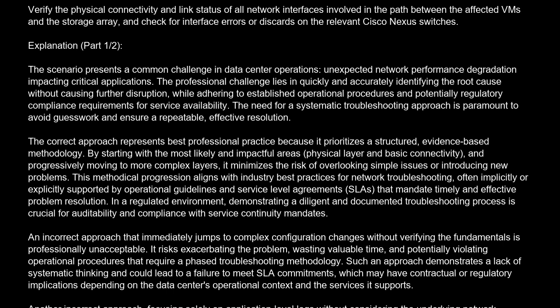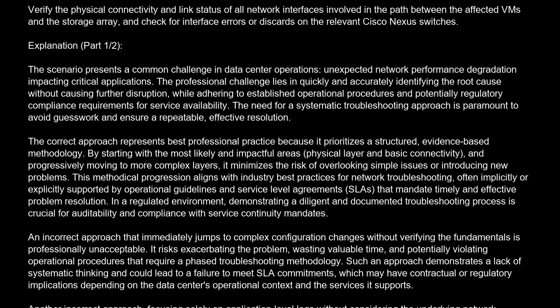Explanation. The scenario presents a common challenge in data center operations: unexpected network performance degradation impacting critical applications. The professional challenge lies in quickly and accurately identifying the root cause without causing further disruption, while adhering to established operational procedures and potentially regulatory compliance requirements for service availability. The need for a systematic troubleshooting approach is paramount to avoid guesswork and ensure a repeatable, effective resolution.